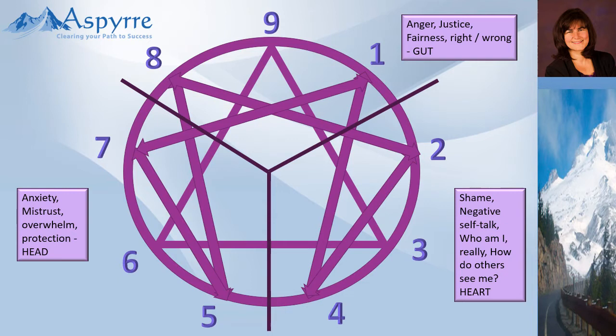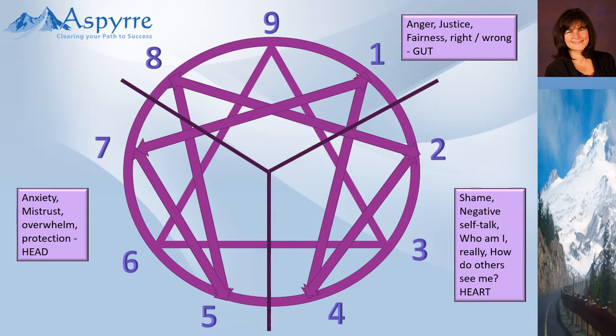So, with anger as the core emotion, they also talk about the different spiritual centers, because a lot of people use the Enneagram for spiritual growth. And so the 8, 9, and 1, they say come from their gut. The 2, 3, and 4 come from their heart. And the 5, 6, and 7 come from the head.